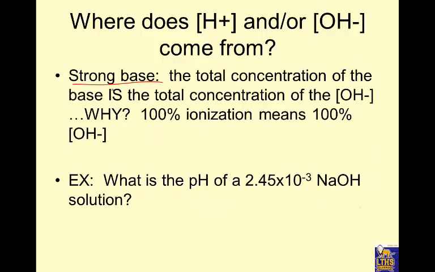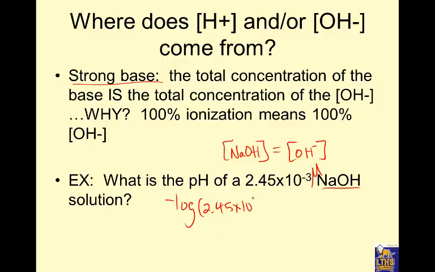All right, let's try another one. This time it's a base. Strong base means that the total concentration of the base is the total concentration of hydroxide, because all of the base 100% ionizes, dissociates completely, so it all turns into hydroxide. So what is the pH of 2.45 times 10 to the negative third molar NaOH? Well, is this an acid or a base? It's a base, and it's strong, so the concentration of a strong base is equal to the concentration of hydroxide ion. Okay, so if I take the negative log of 2.45 times 10 to the negative third, I get 4.71.